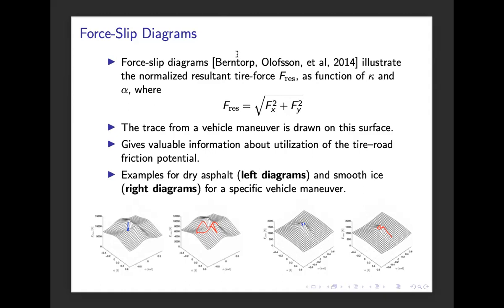And here I have an example from one of our papers where we have compared the maneuver for dry asphalt compared to smooth ice. We can see that this difference in tire force behavior on smooth ice is reflected in the tire force surfaces here. Here we have the dry asphalt with these characteristic peaks. But for the smooth ice model, it's quite different compared to how the tire behaves on asphalt.